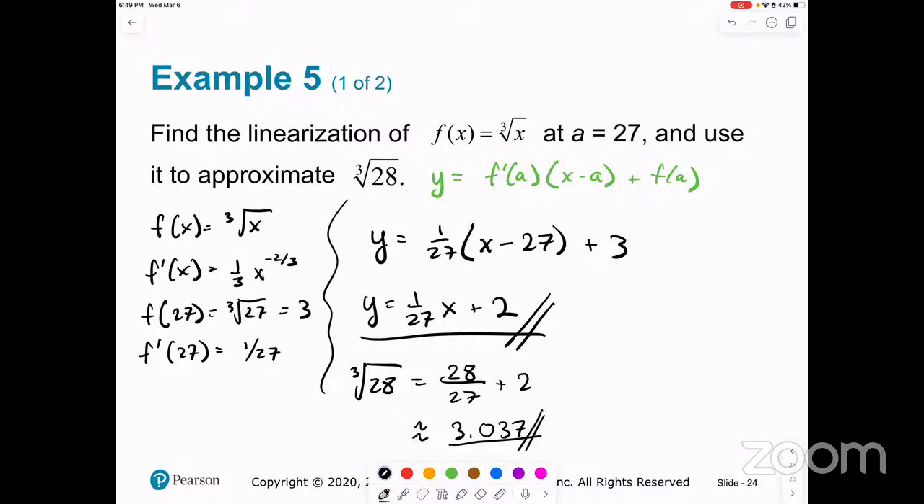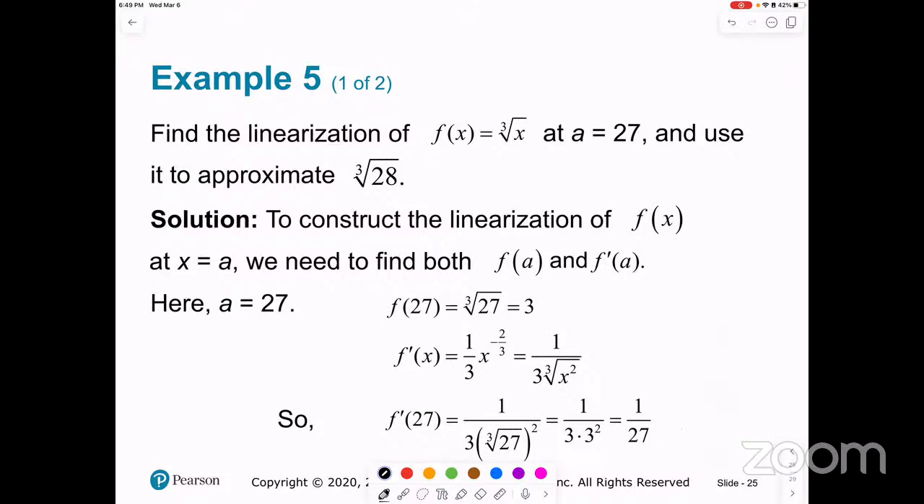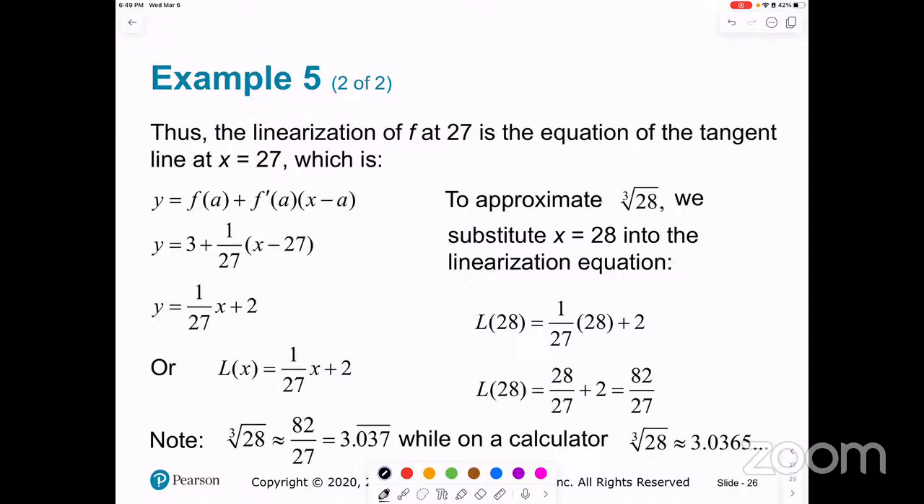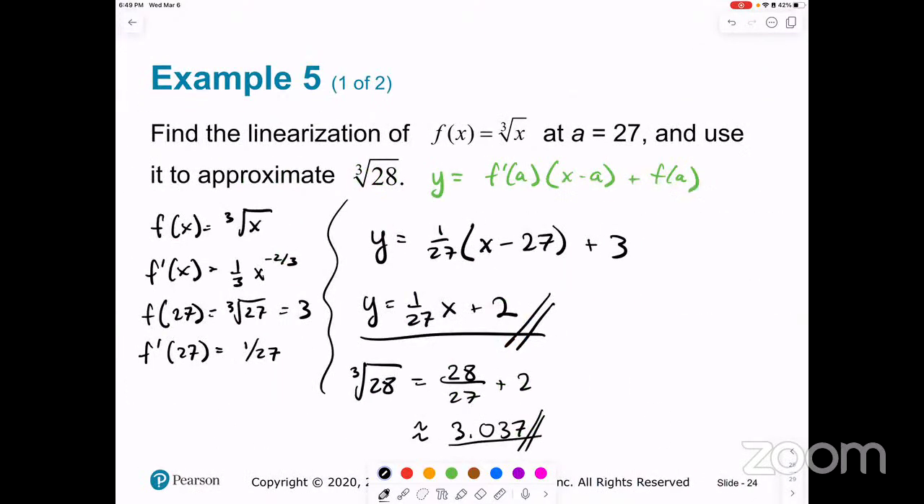Okay. Let's see. All right. So to construct a linearization, we need to find both f of a and f prime of a. So here a is 27. F of a, we got 3. F prime of a, we got 1 over 27. So then the linearization of f at 27 is going to be the equation of the tangent line when x is 27: x over 27 plus 2.